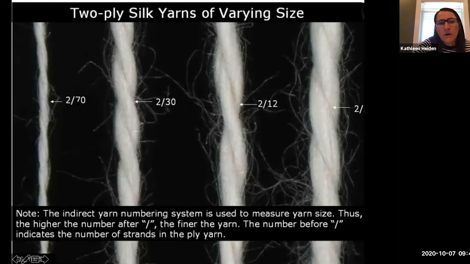So the smaller yarns, the finer yarns, have a higher number for the actual size of the yarns as we do that. So the more coarse yarns are going to be a lower number. The finer the yarn, the higher the number.